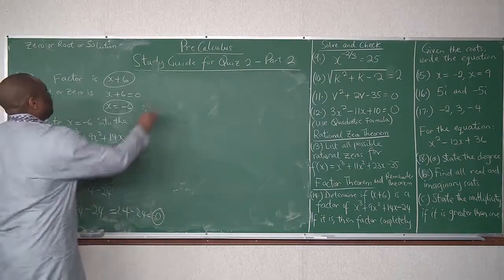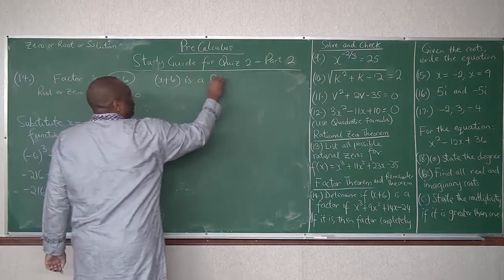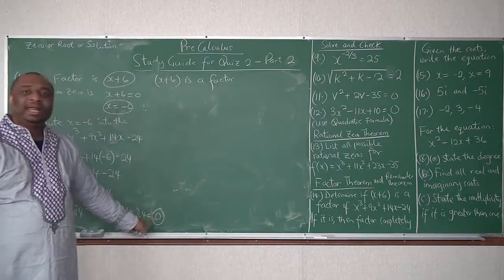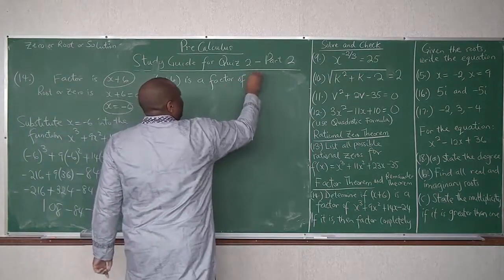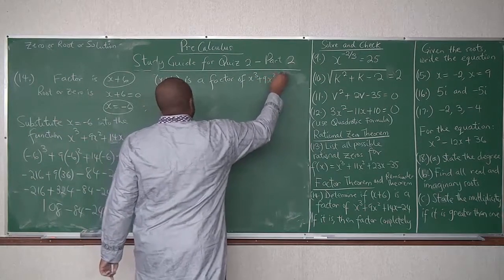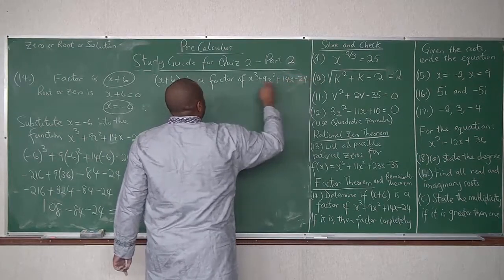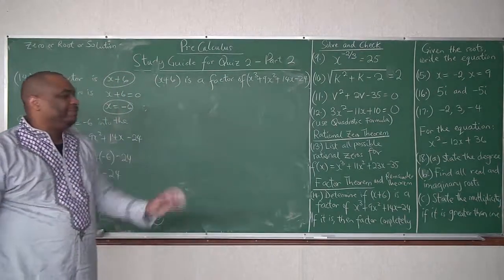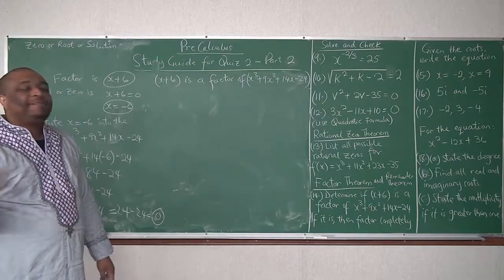So you see, this gives you 0. That means that x plus 6 is a factor because this means the remainder is 0. And because the remainder is 0, x plus 6 is a factor of x cubed plus 9x squared plus 14x minus 24. That is it. So yes, it is a factor. Now it says, if it is, then factor completely.